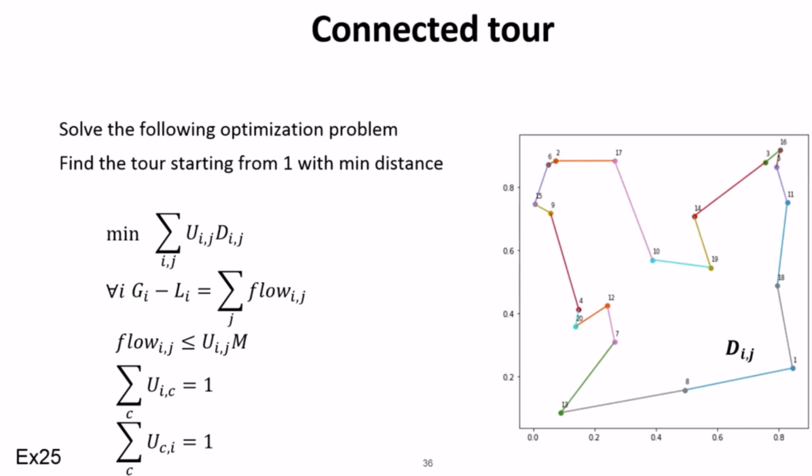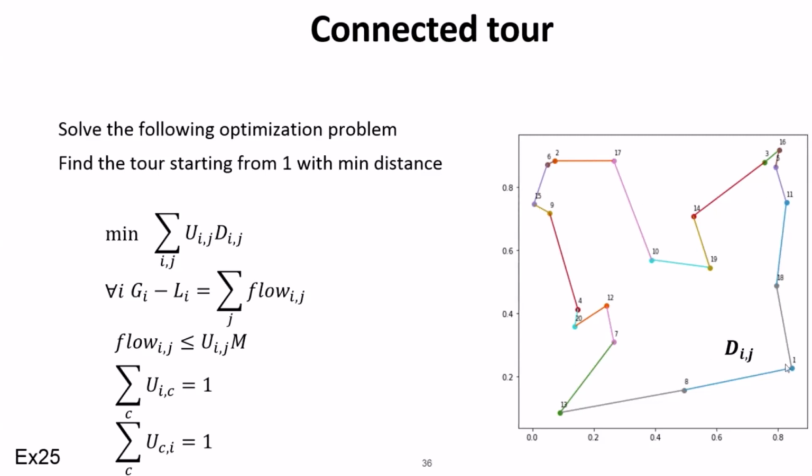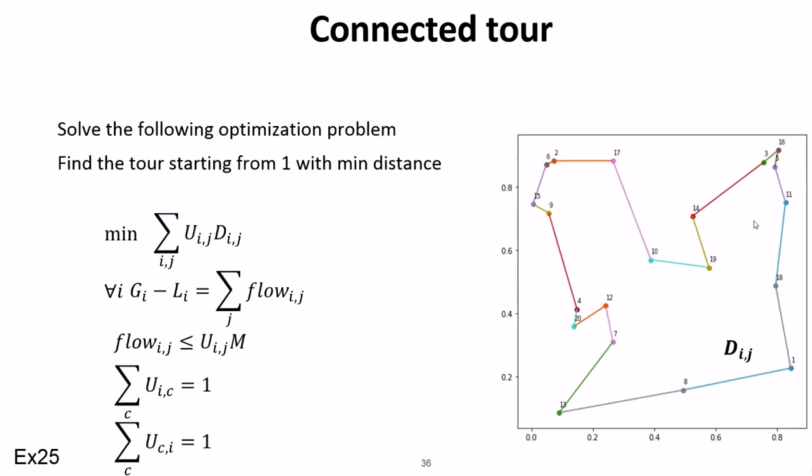Okay, this example is referring to the connected tour. Suppose we want to start from one given point. Let's assume its starting point is point 1, and we want to find out how we can travel to different nodes and come back to the same node without creating a loop or passing any of these nodes more than one time.